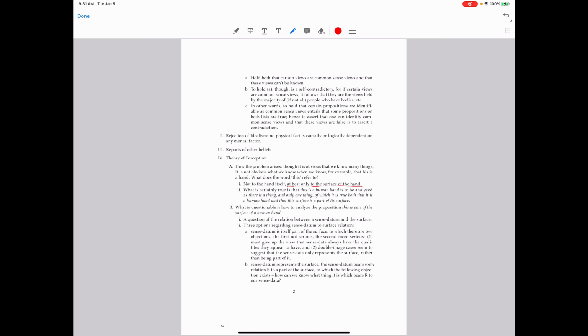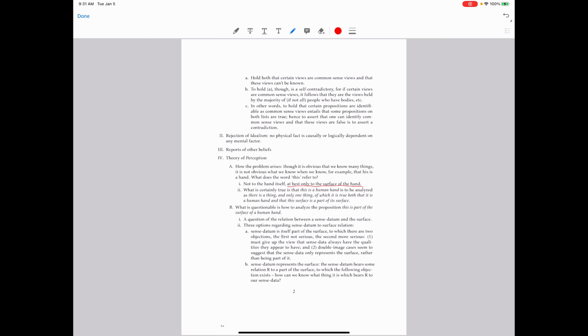So here, in A Defense of Common Sense, we get Moore's acknowledgement that it's very hard to escape the problems of philosophy just by criticizing the goofy answers that some philosophers have given to these problems.